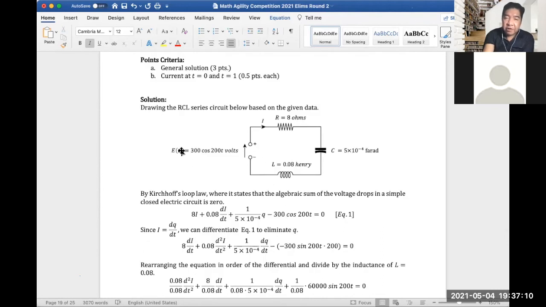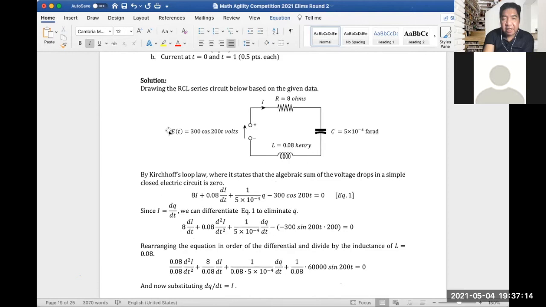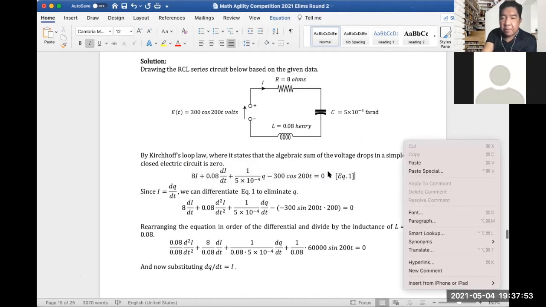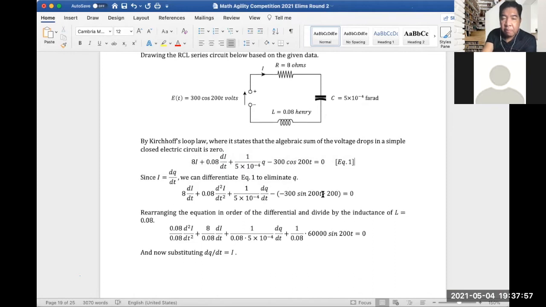So let's draw our circuit. So this is our EMF. This is our resistance, capacitance, and inductance. So by Kirchhoff's loop law, which states that the algebraic sum of the voltage drops in a simple closed electric circuit is 0. So 8 times i for the resistance, where i is our current. And then for the inductance, it's 0.08 times di over dt. And then for the capacitance, that's the capacitance times the Q, and then minus 300 cosine of 200t equals 0.